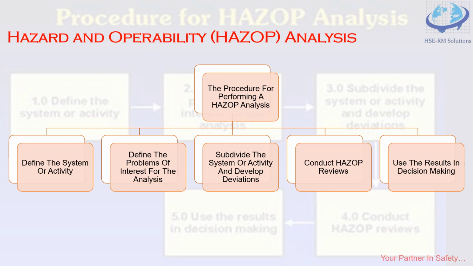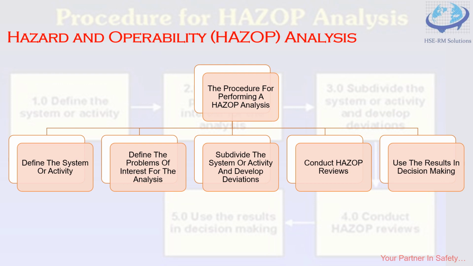The procedure for performing HAZOP analysis consists of 5 steps. The first step is to define the system activity. Now this is a very quick slide. Define the system activity: specify and clearly define the boundaries of the system or activity for which hazard and operability information is needed. So the very first thing you need to do is define the system activity. The second part is to define the problem of interest for analysis. Now specify the problem of interest that the analysis will address. These may include health and safety issues or environmental concerns, etc.